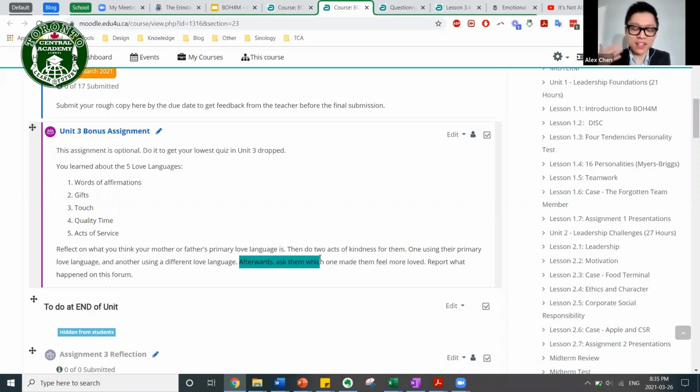And then you can explain to them, oh yeah, I'm doing this because I learned about the 5 love languages and I guessed that this one is your love language and I was just checking to see if I'm right. Okay, so have a little experiment like that and then report what happened on this form. So tell me what happened afterwards. I hope from this experiment you will see how important it is to communicate with people using their love language.